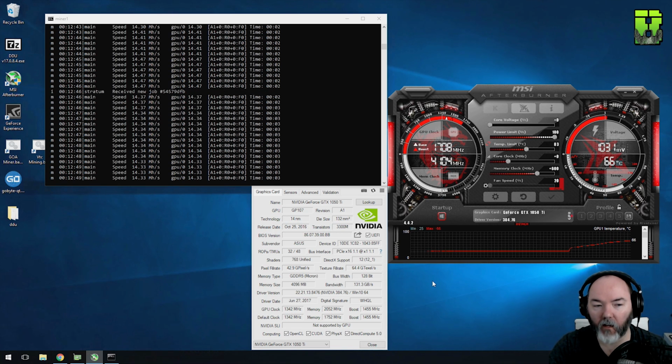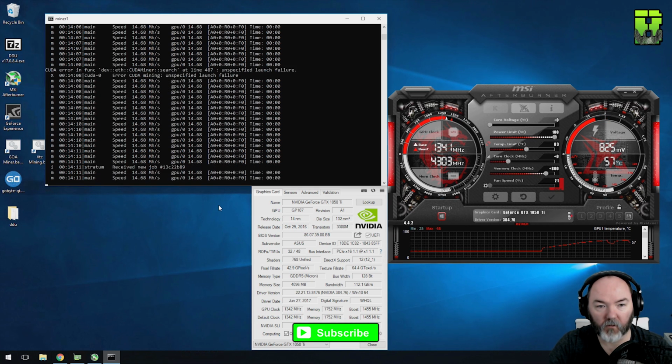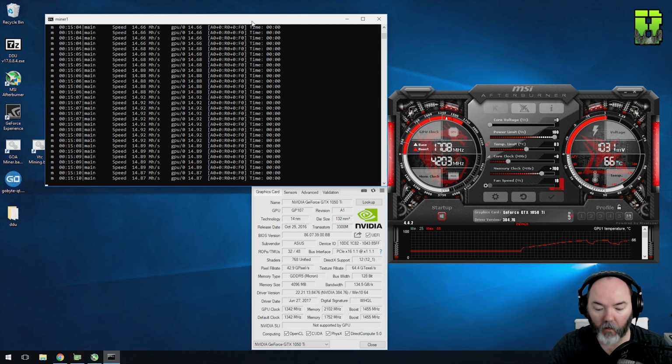Yeah, 14.5 hash here. So I've got it up to 800 memory clock. It did break the first time. It's running 103 watts, so I'm not sure how stable it's going to be at this level. Pulling just over 15 hash here, and there you go, it broke again. So it looks like it won't go above 800 at the minute without failing. Let's bring down the memory clock and give it a bit of core clock, see what we can get out of it. So I've brought the memory clock down to 700 just to get a baseline.